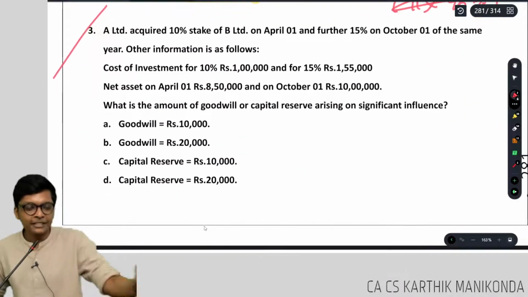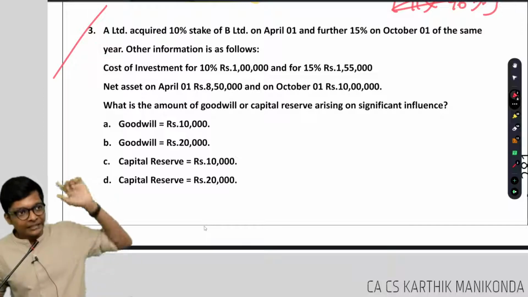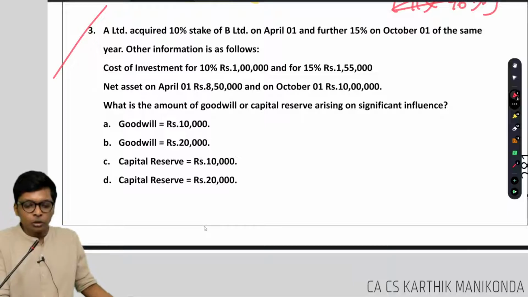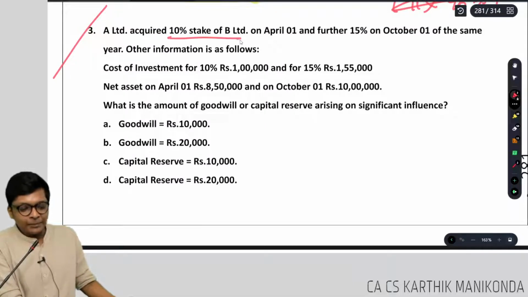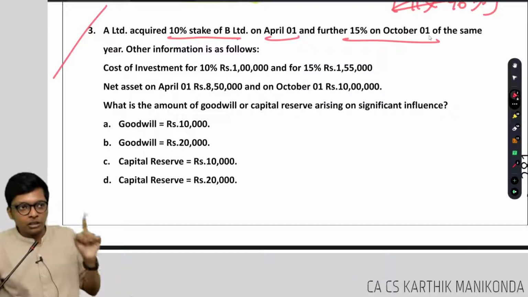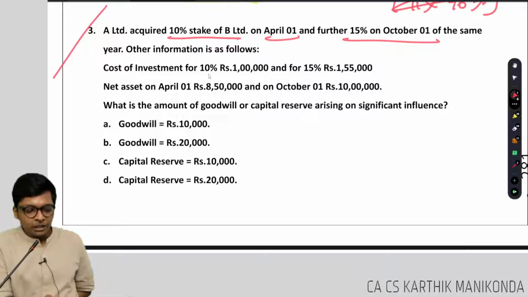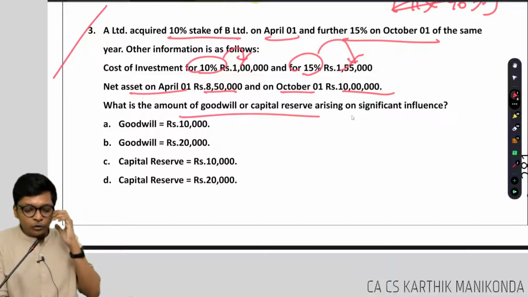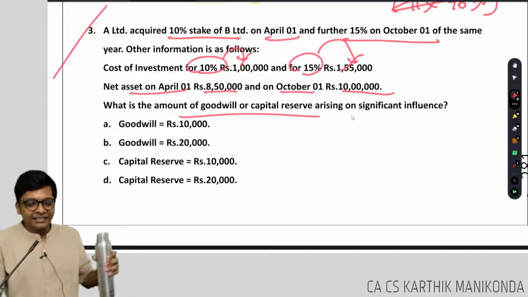MCQ 3 is example 2 in the study material. It's an example question. They gave us an MCQ. Look at this. A Limited acquired 10% of B on 1st April and a further 15% on 1st October, after almost 6 months. For 10% I paid 1 lakh, for 15% I paid 1 lakh 55. Net assets on 1st April are 8 lakh 50, and on 1st October, 10 lakhs. What is the amount of goodwill or capital reserve arising out of significant influence?